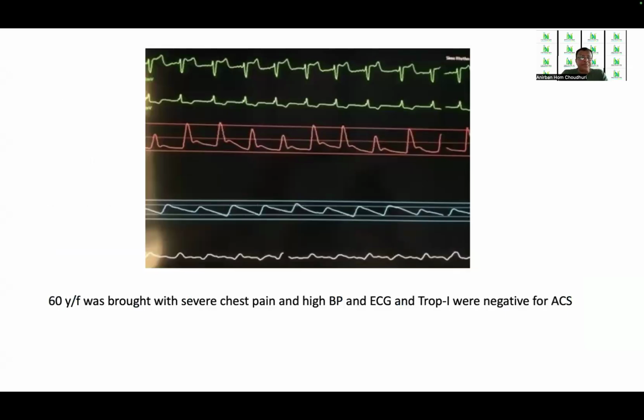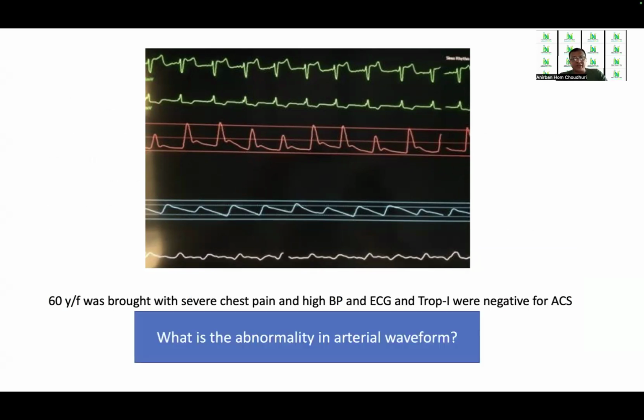Let us look into this. A 60-year-old female was brought with chest pain and high BP, while the ECG and troponin were negative for acute coronary syndrome. So what is the abnormality in this arterial waveform? Now, you can very well see that the amplitude is gradually coming down, and then again it is going up, reaching a plateau, and then again starts coming down.